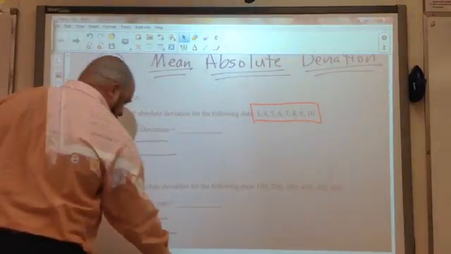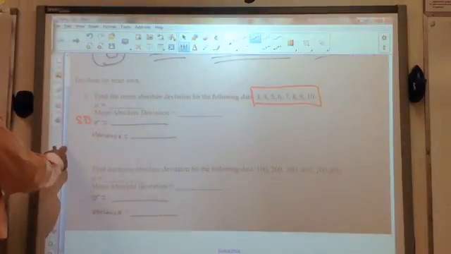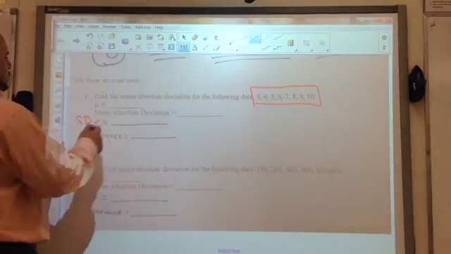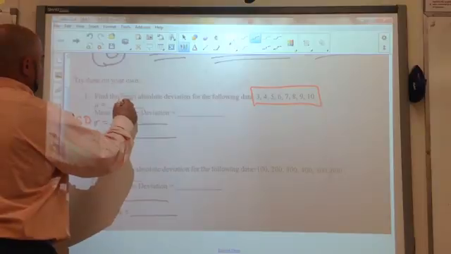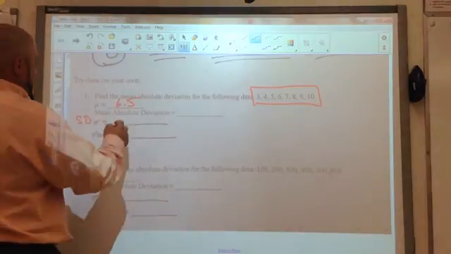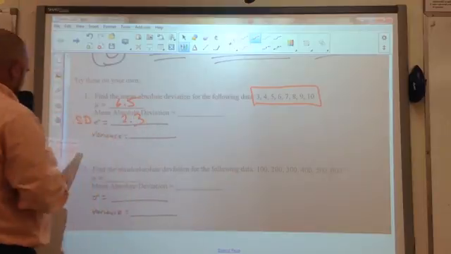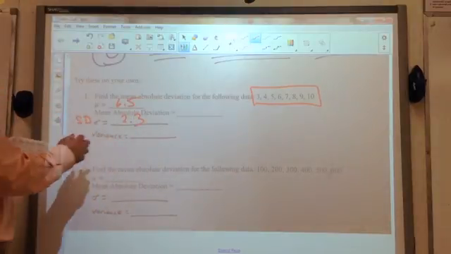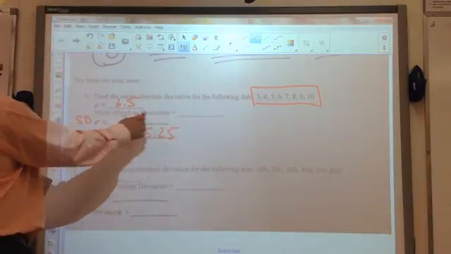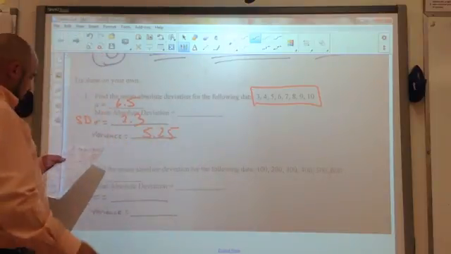So you have the mean, which we stated was, what did you get for the mean? 6.5. 6.5, thank you. The standard deviation, we got 2.3. And then the variance, you got what? 5.29. Now we're going to find that. 5.29, thank you.